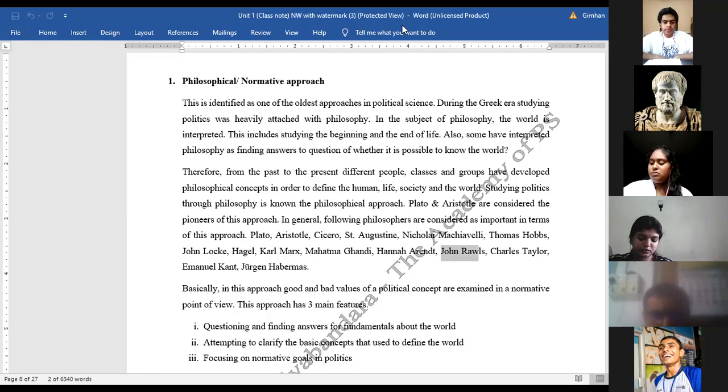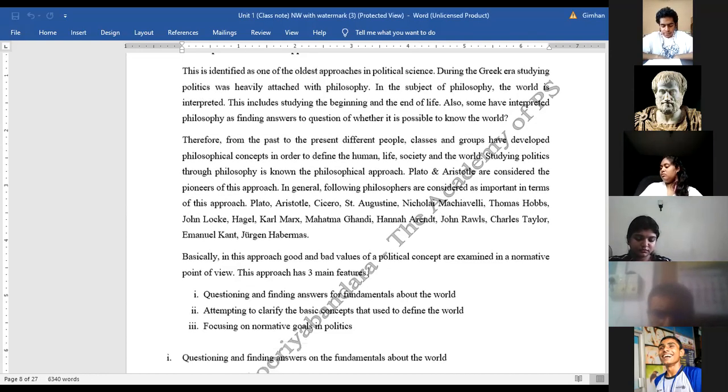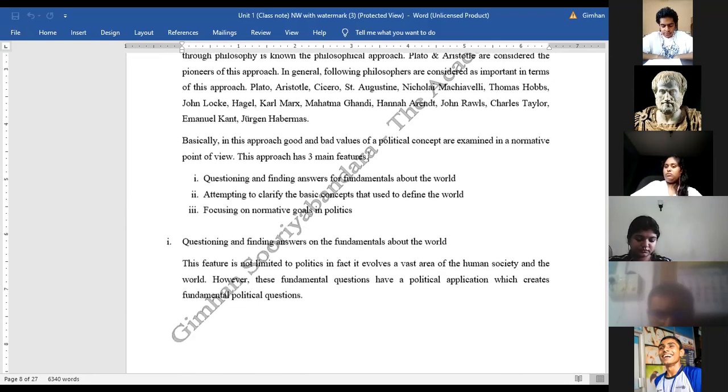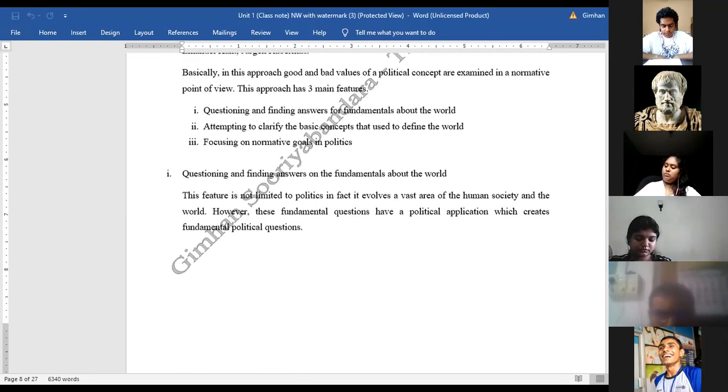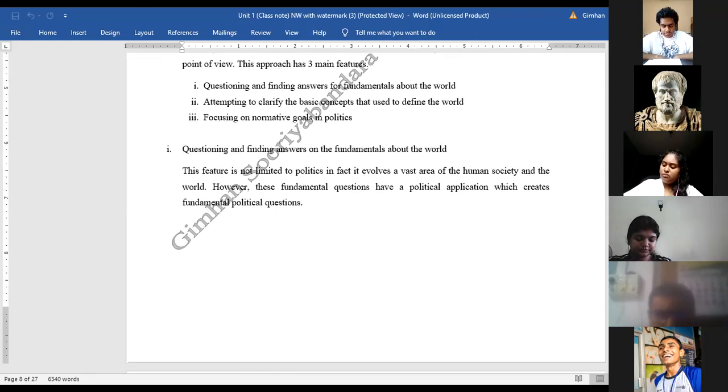Continue, Shamil. Basically, in this approach, good and bad values of a political concept are examined from a normative point of view. This approach has three main features. One, questioning and finding answers for fundamental questions about the world. Second, attempting to clarify the basic concepts that are used to define the world. Third, focusing on normative goals in politics.